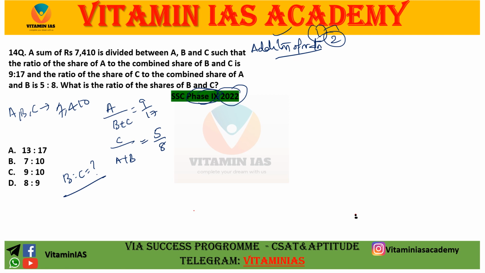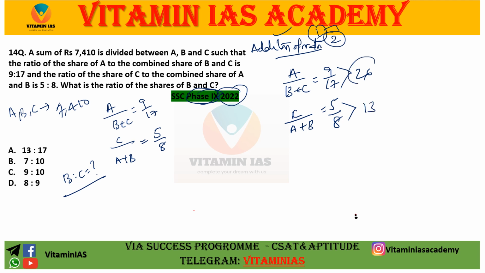So coming to the solution here: A by B plus C is 9 by 17, and C by A plus B is 5 by 8. Both ratios are combinations. 9 plus 17, how much? 26. 5 plus 8, how much? 13. These must be equal, but they are not equal. So we have to make them equal by multiplying by some factors.